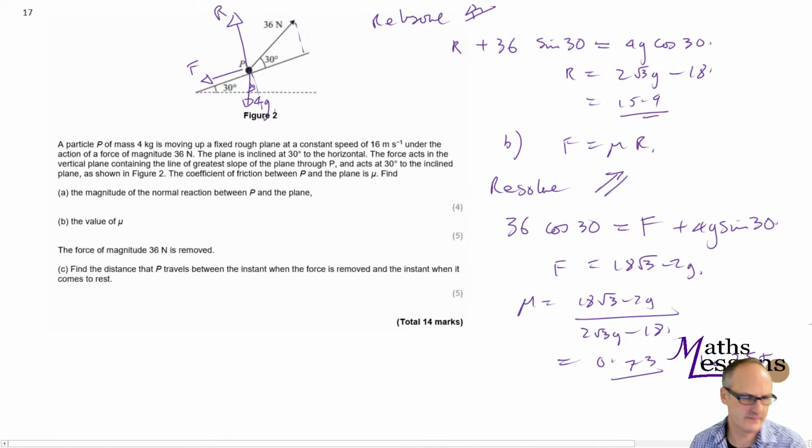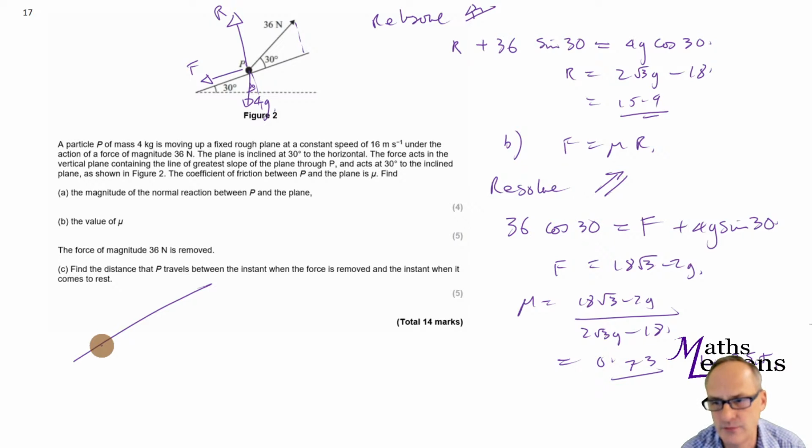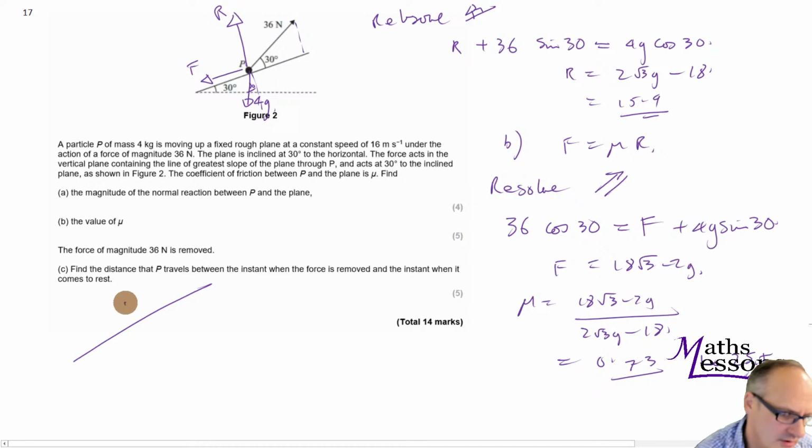The magnitude of the 36 newtons is removed. Find the distance that P travels between the instant when the force is removed and the instant when it comes to rest. So we've now got to re-look at our problem because the normal reactions change. So therefore the friction will change in this question, and therefore our acceleration will change. So we've now got our R here. We're going to have friction because it's still going to be moving that way and it's going to be slowing down. We're going to have a friction that way, and we're going to have mg still acting this way.